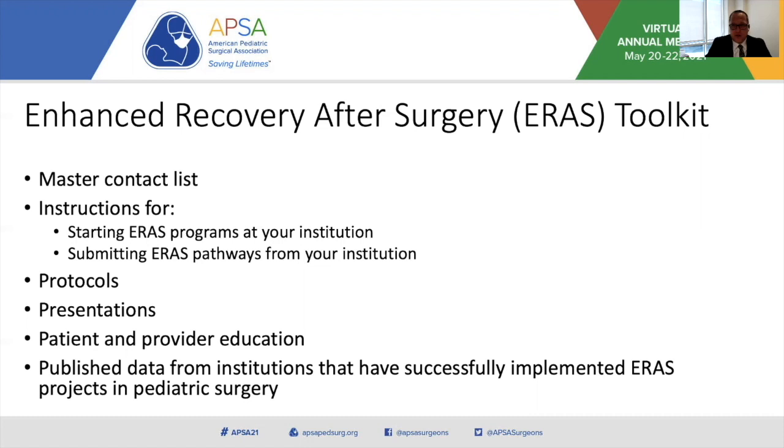You'll find instructions for starting your own ERAS pathways at your institution, as well as instructions for submitting those pathways to the Quality and Safety Toolkit to share the lessons learned from your institution with your colleagues around the country and the world. These toolkits include protocols as well as presentations, patient and provider education, and published data from the implementation of these ERAS pathways in pediatric surgery.